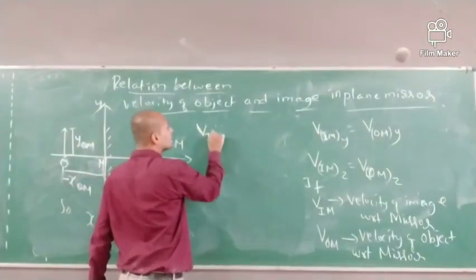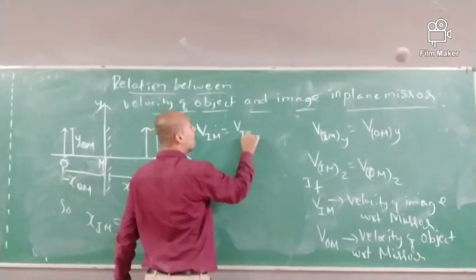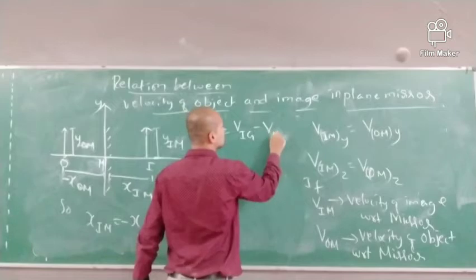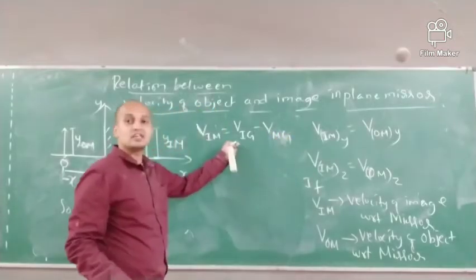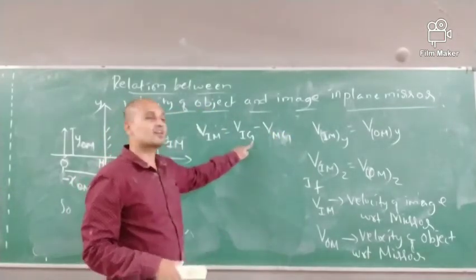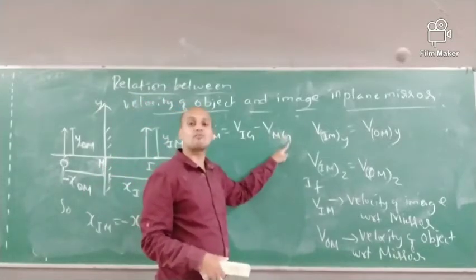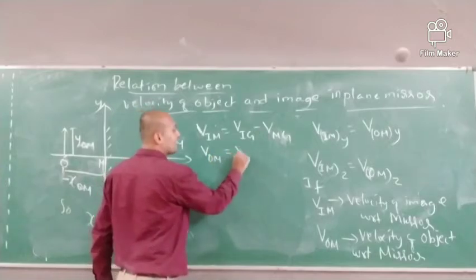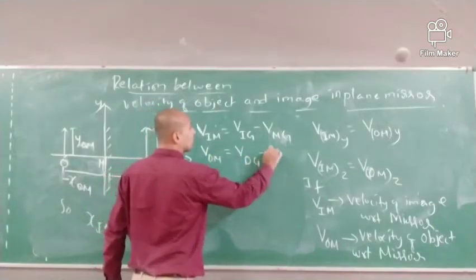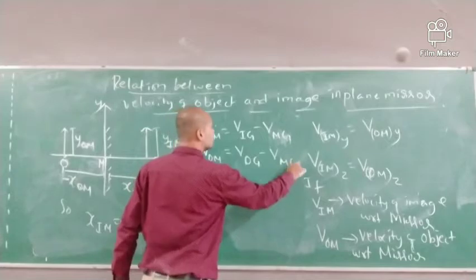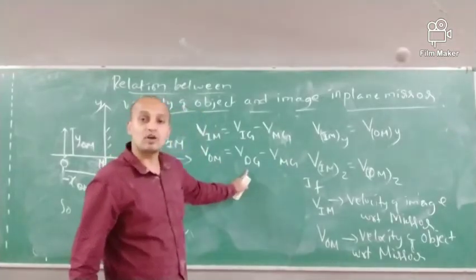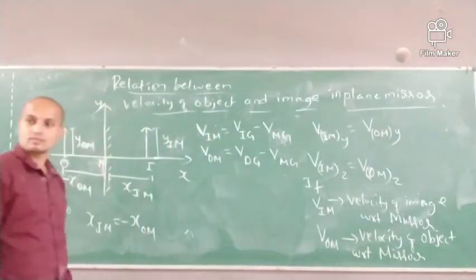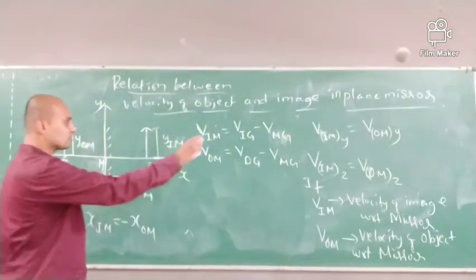VIM is nothing but VIG minus VMG. What is VIG? Velocity of image with respect to ground minus velocity of mirror with respect to ground. VOM can be written as VOG minus VMG. VOG is the velocity of an object with respect to ground minus velocity of mirror with respect to ground. Correct? Now see here.